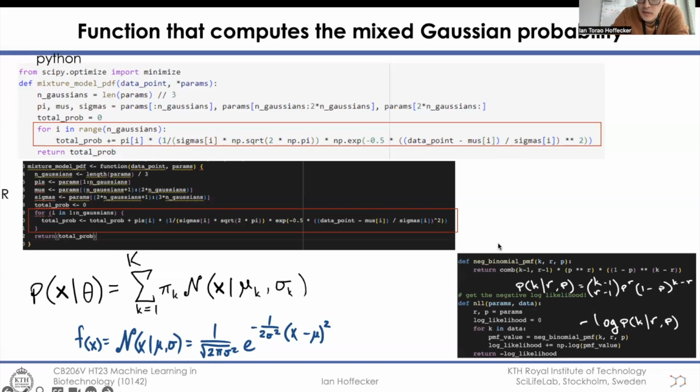This is kind of from last time when we did this with a Pascal or negative binomial example. So we're doing kind of the same thing here. We have this probability function, and it's going to take an X value or a data point plus some parameters and return a probability density value or probability value.